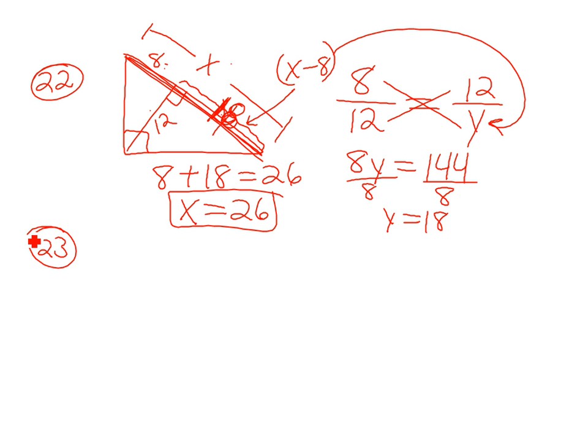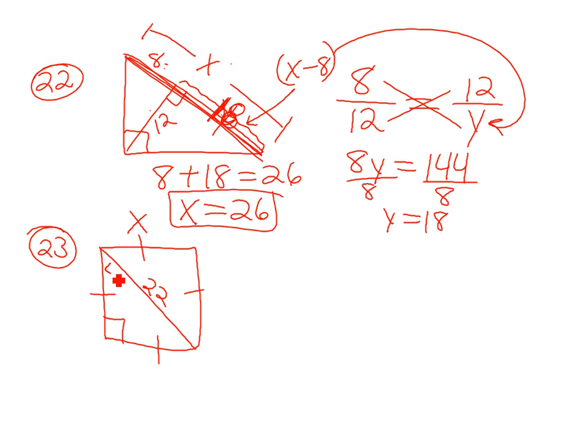23. They give us apparently something that's a square. They tell us all these sides are congruent. This diagonal is 22. We're looking for X. We know this is a right angle. Well, that means that this is a 45, 45, 90 triangle. So is this other one over here.